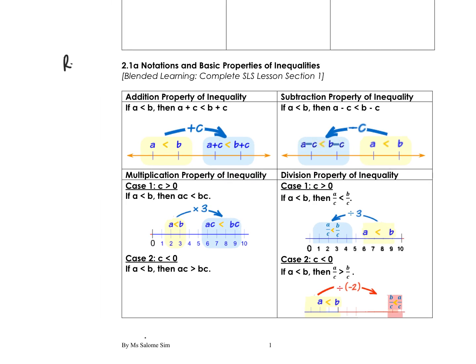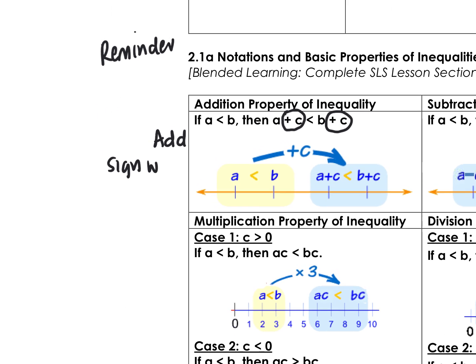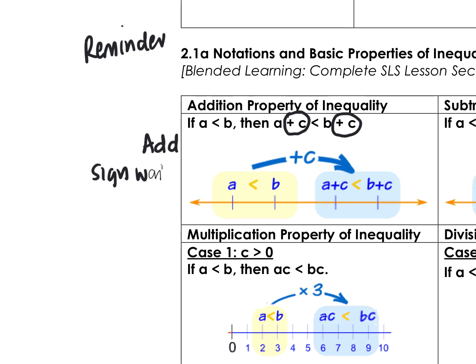This section is a reminder that if you add a number to both sides of the inequality, the sign won't change. Or zoom in. If I add any number to both sides of the inequality, there is no change to the direction of the inequality. It will stay what it is.